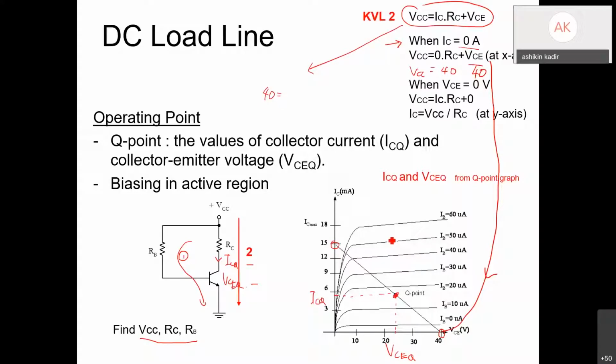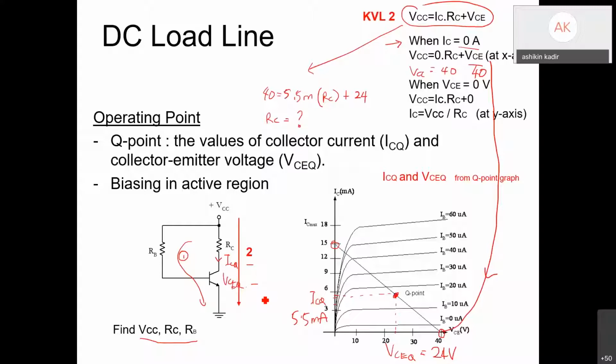So what you get here is 40 equals IC times RC plus VCE. How much is ICQ? 3, 4, 5, around 5.5 maybe. 5.5 milliamp. RC is what you need to find. Plus VCE. VCEQ is 24 maybe. So you just read here, I just write 5.5 milliamp, VCEQ equals 24 volt. So now you get the value of RC.